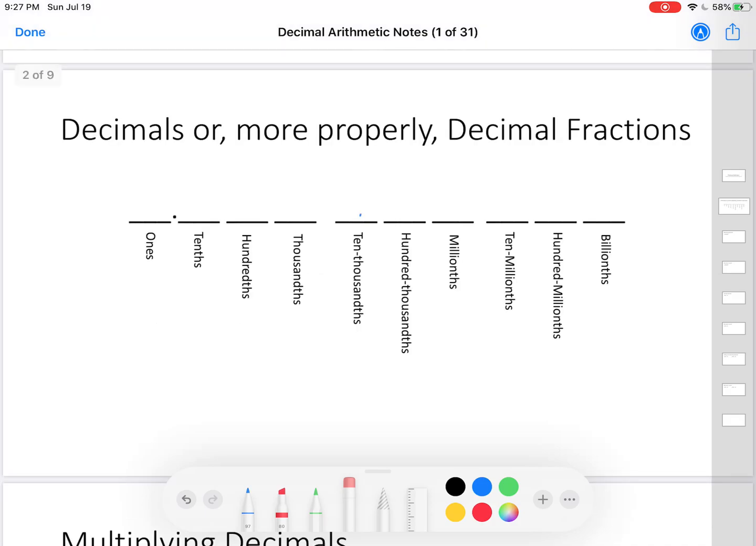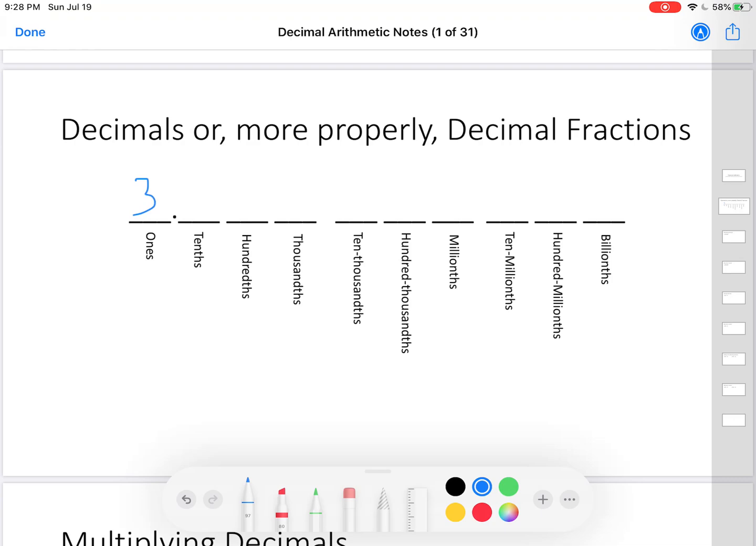So, first, let's talk about what decimals are, or more properly, decimal fractions, because technically any number that's written in the base 10 system is a decimal, whether or not it has digits after the decimal point. We're concerned with numbers that have digits after the decimal point, and those are really fractional parts. So these are decimal fractions. These are numbers which are not integers. So that's what we are interested in here.